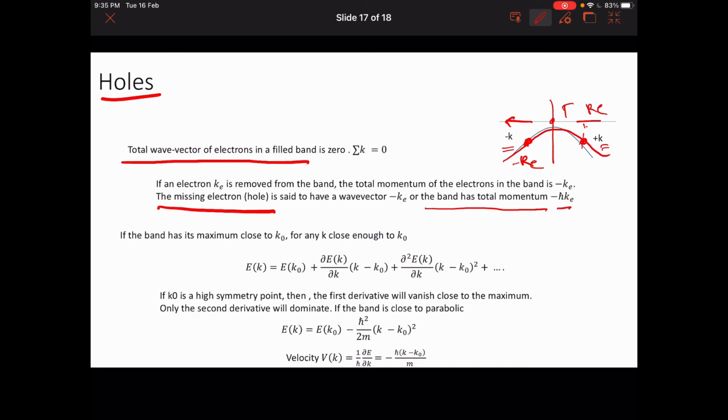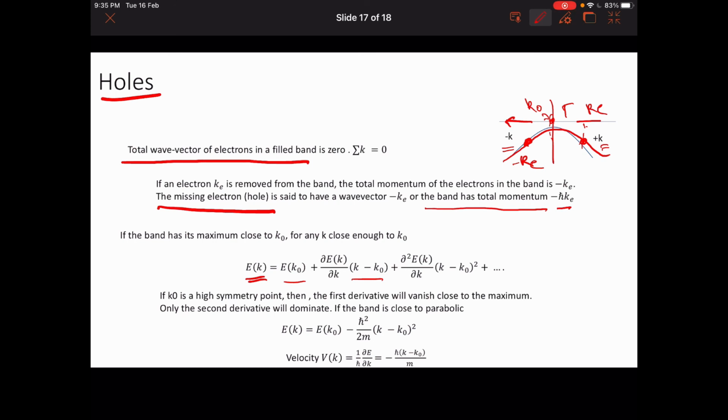Now, to understand this, we are talking about a band which has a maximum at some point. I'm going to call it K naught. Here I've considered gamma, which is K naught equal to 0, but then it does not matter. I can just consider this as K naught, right? And the energy of an electron very close to this K naught can be expanded by Taylor series expansion, which is E(K naught) plus dE/dK times (K minus K naught), plus so on and so forth.